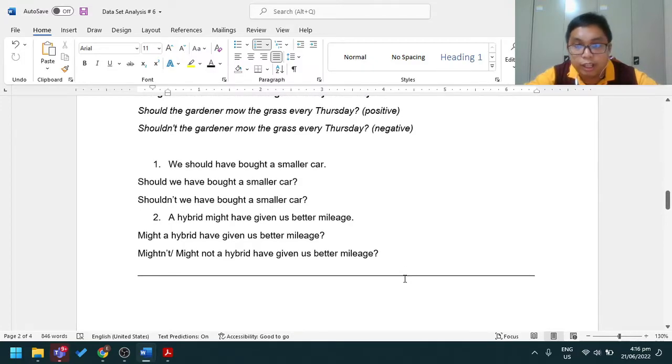Another sentence is, a hybrid might have given us better mileage. Transforming it into a yes or no question, you have, might a hybrid have given us better mileage, and mightn't or might not a hybrid have given us better mileage. Mightn't may not be so familiar or may not be so common to all of us, but it will be accepted.